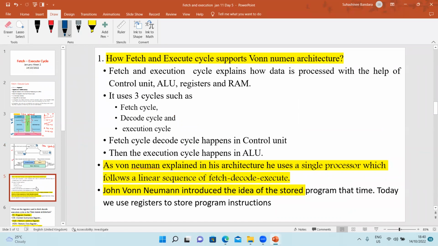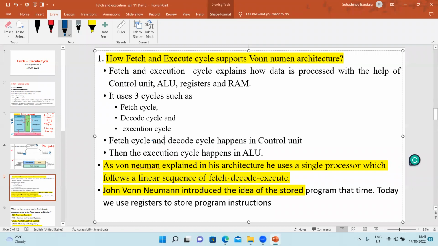Then we are going to discuss what things are happening there, and how fetch and execution cycles support the von Neumann architecture. The fetch execution cycle explains how data is processed with the help of the control unit, ALU, registers, and random access memory. As we discussed earlier, there are three cycles: fetch cycle, decode cycle, and execution cycle. The fetch cycle and decode cycle happen in the control unit. Then the execution cycle happens in the ALU.